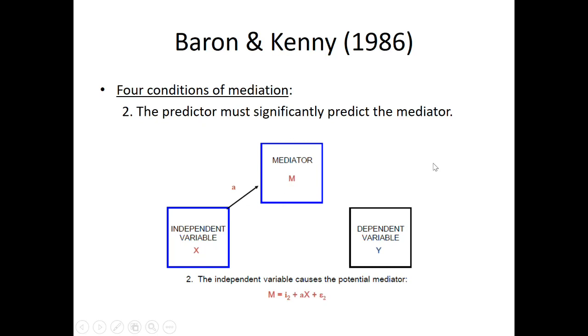If it does not, stop. You do not have mediation, do not pass go, do not collect $200, you're done. You don't have mediation, write up this relationship. If this does predict it, move on to step 3.